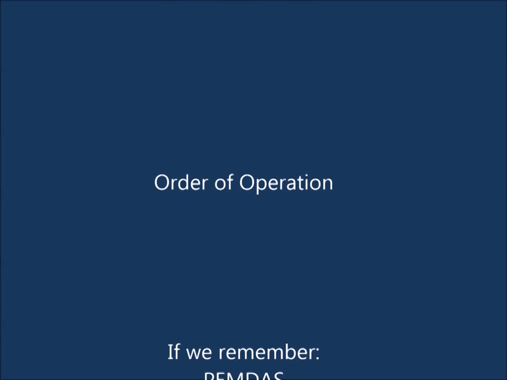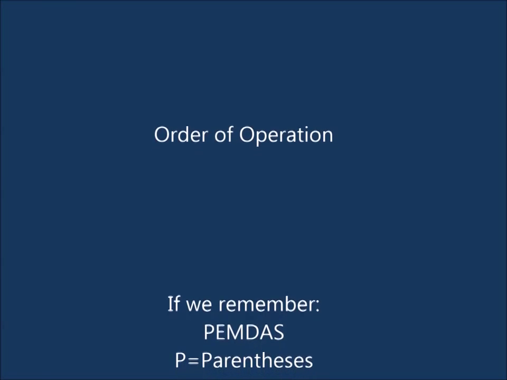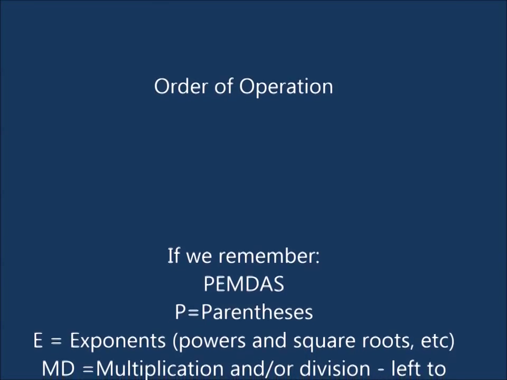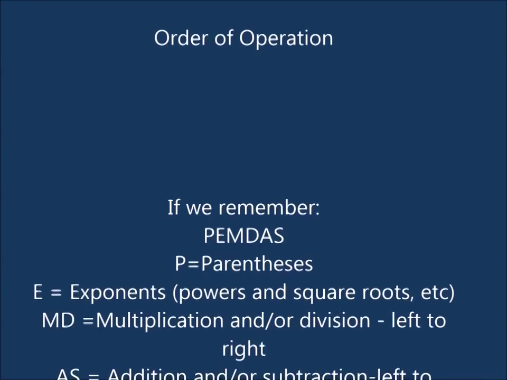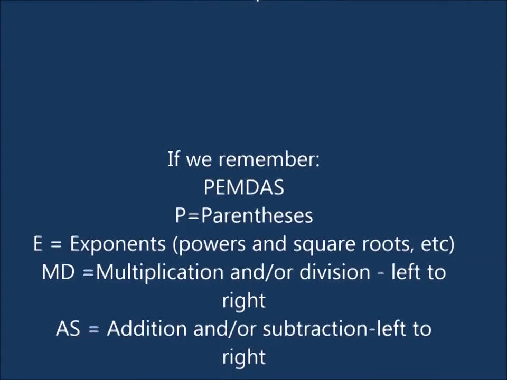Okay, so if we try and remember parentheses, exponents, which are, again, our powers and square roots, etc. Then we have multiplication and or division. We can go left to right. And AS, which is addition and subtraction. Again, we go left to right. That still doesn't help me. Again, that just explains what PEMDAS represents.